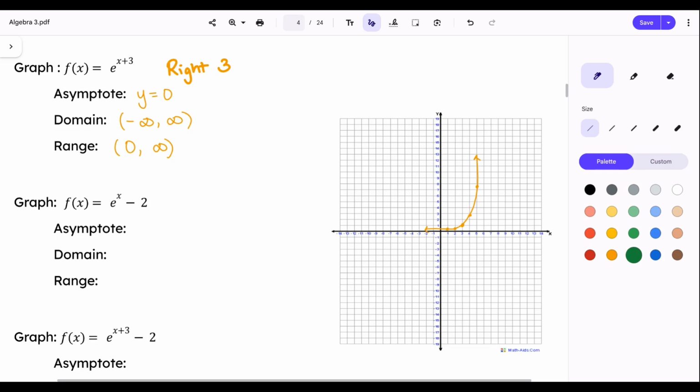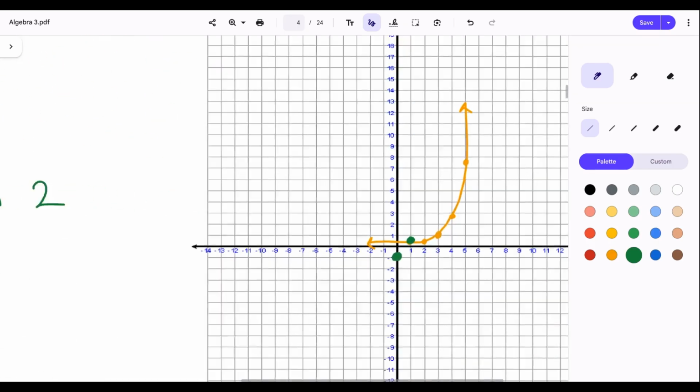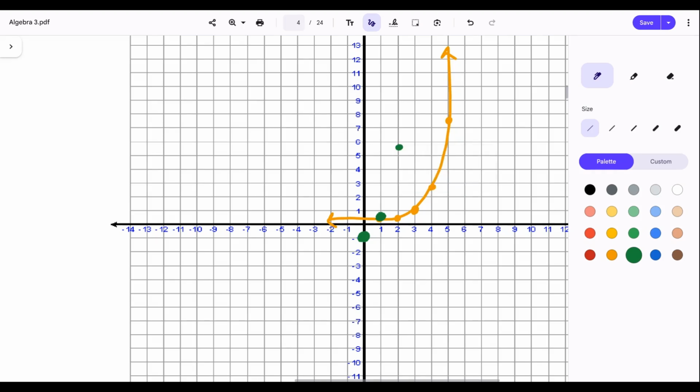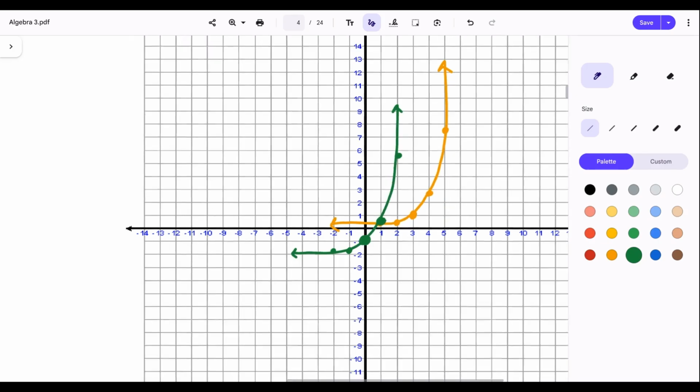Yeah, the -2 is going to cause us to go down 2. Good. So let's go ahead and graph that. Now, again, my original point was at 0, 1, so I'm going to go down 2. And then 1 was at 2.7. I'm going to go down 2. And then same with the other points. So it should look something like that.